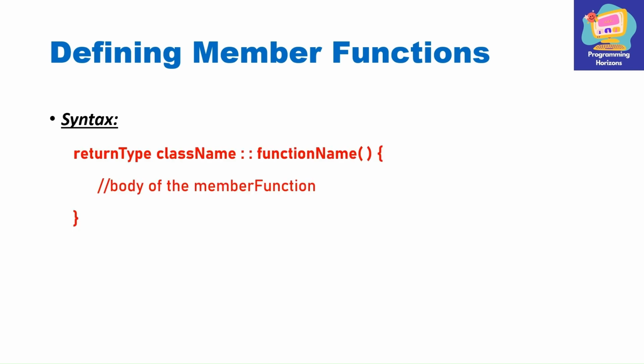The syntax for defining a member function outside the class is like this. We first mention the return type of the function followed by the class name. Then we put the scope resolution operator followed by the function name, and then we write the function body.